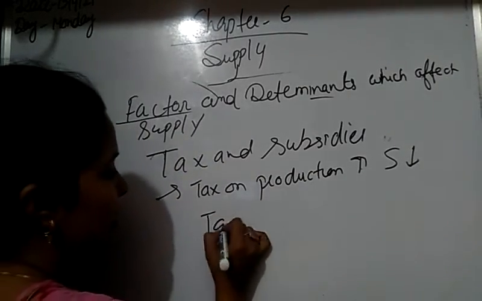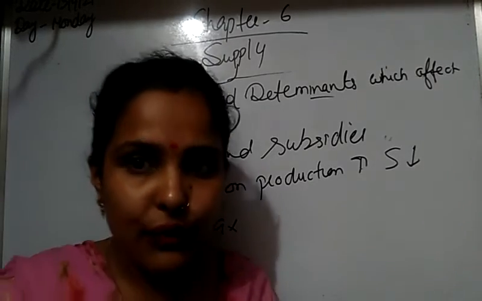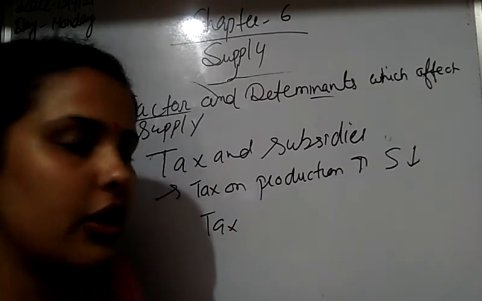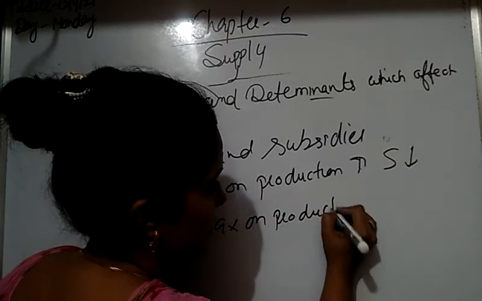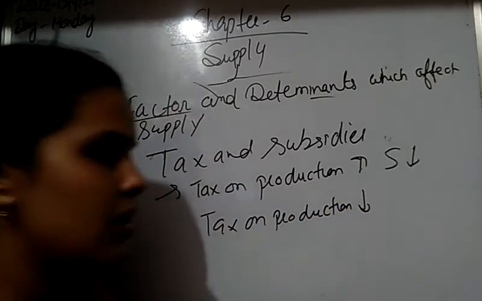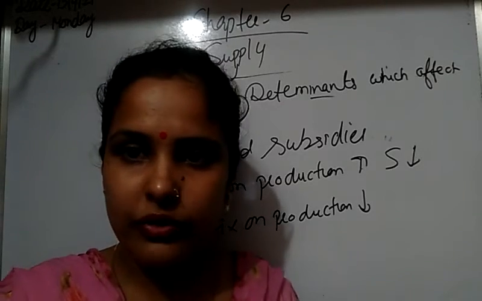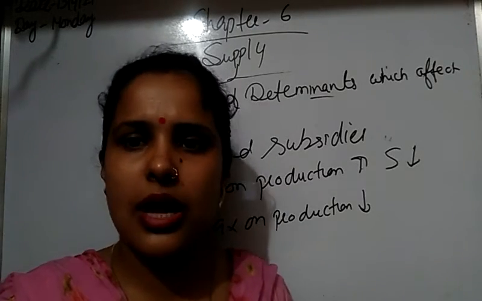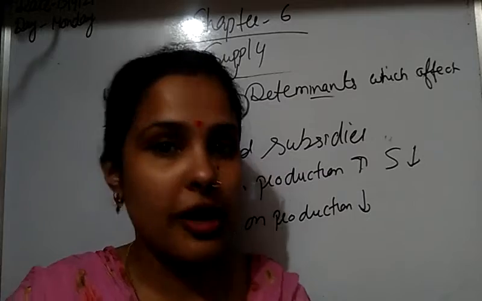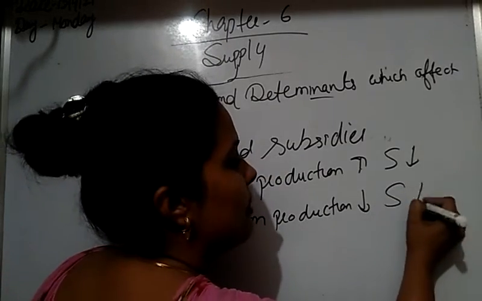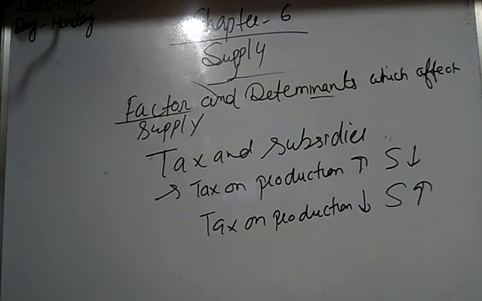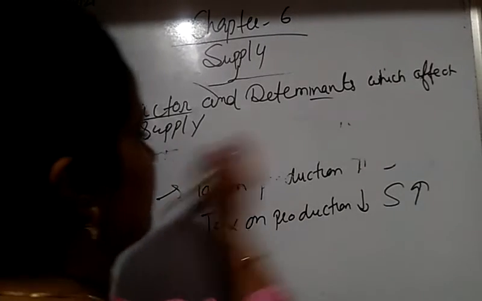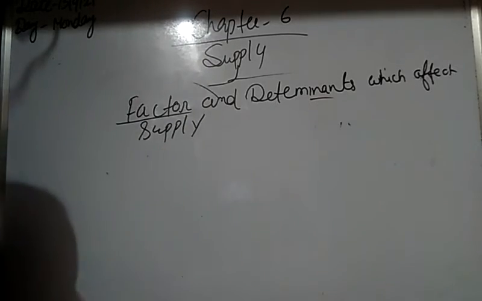If the government provides relief to the sellers on production, and tax on production decreases, there is no high amount of charges on producers, so they are very happy producing more and more goods. Then the supply of a product increases. Okay students, next is goals and objectives of the firm.